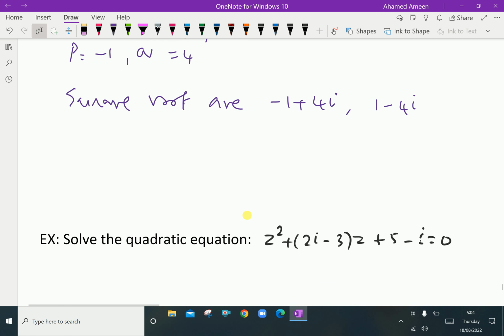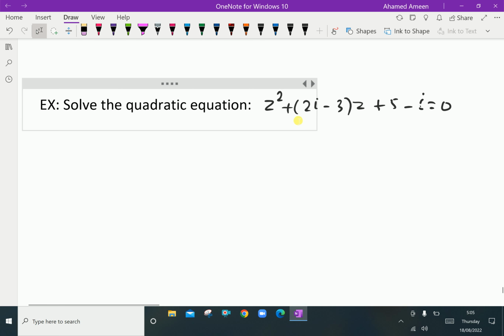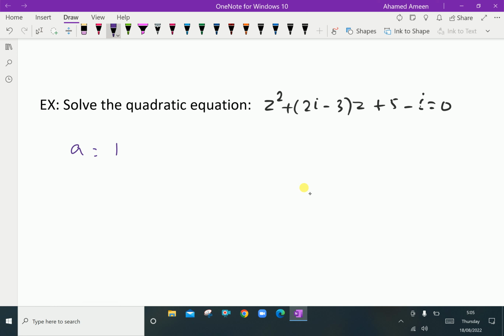Now let us do the next problem. Solve the quadratic equation z squared plus (2i minus 3) z plus (5 minus i) equals 0. Here z is a complex number. By comparing with the standard quadratic equation, we have a equal to 1, b equal to 2i minus 3, and c equal to 5 minus i.